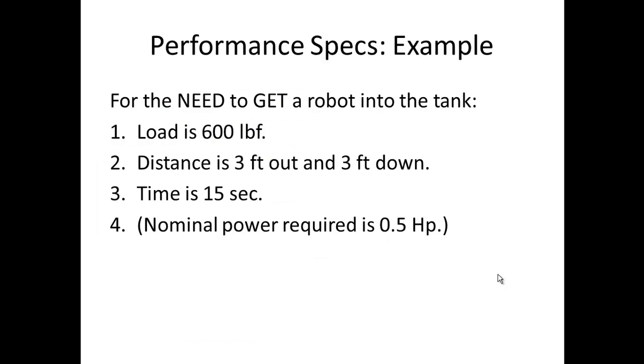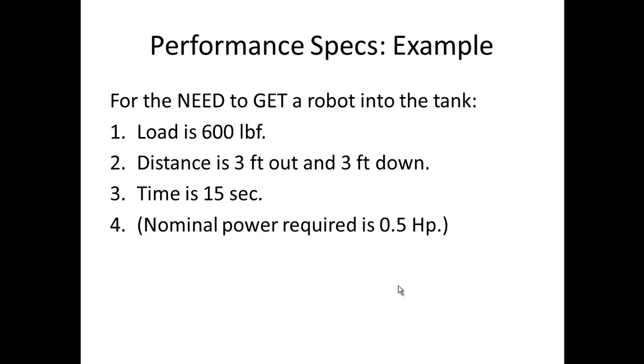For example, in the lift, consider that we're going to lift 600 pounds from 3 foot out, 3 foot down, and we're going to do it in 15 seconds. You can sort of figure from these numbers, it's going to take about a half a horsepower to get the job done. These are just some of the performance specs. When establishing your performance specs, it's important to consider all of the things that you need to worry about because you are the responsible person.